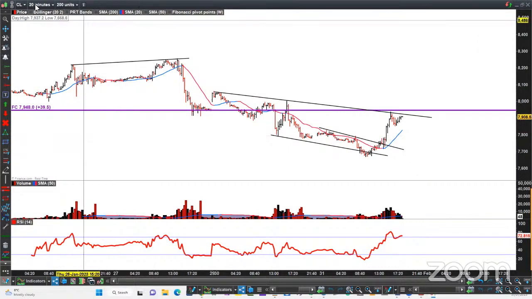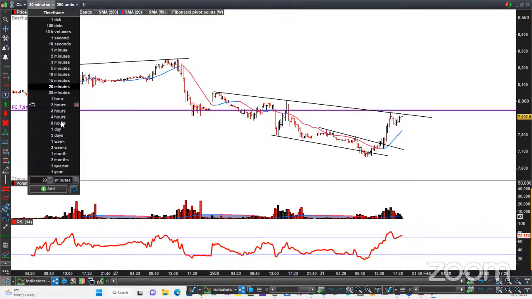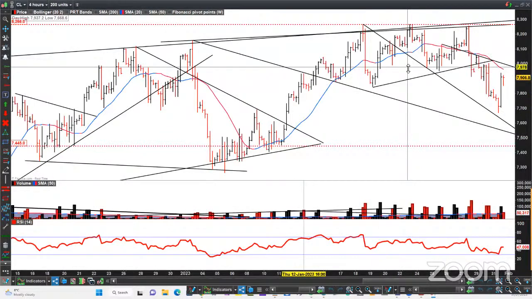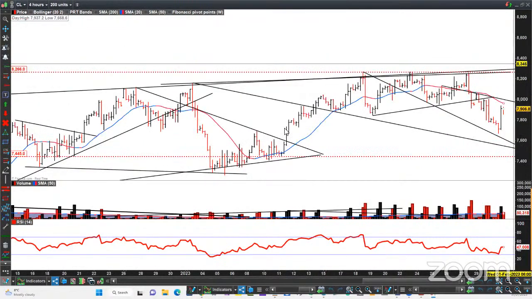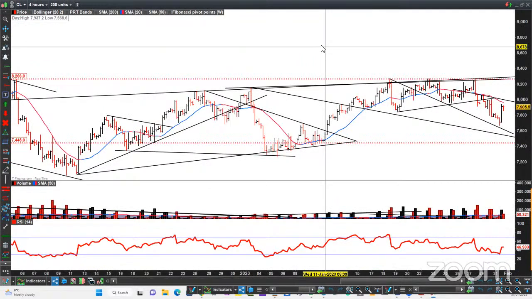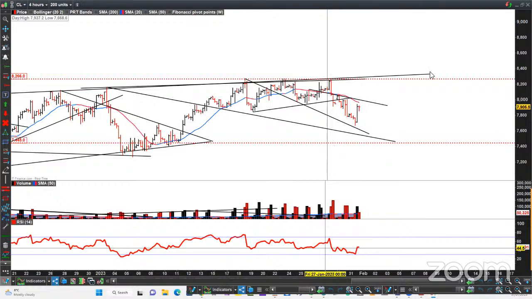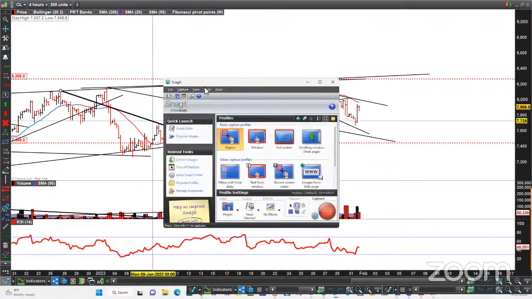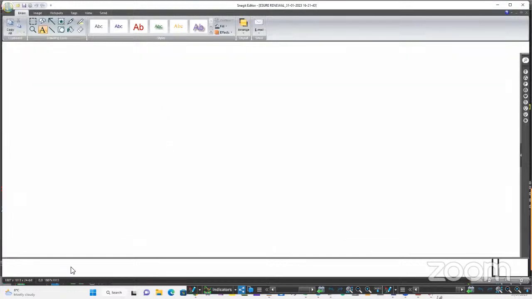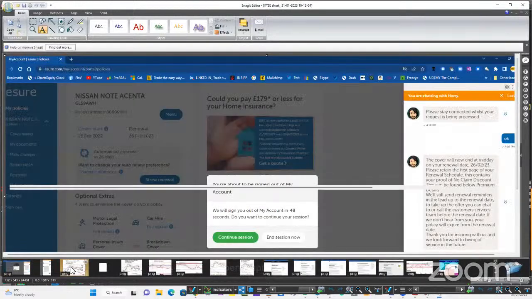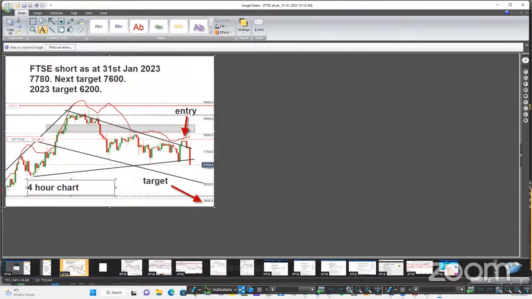I shorted the FTSE yesterday. I've been shorting the FTSE for quite a while. Well, ever since we hit these resistance levels, that's not quite a while. So I took a big slice. In actual fact, I'll show you my trade. Where is it? Let me just go and grab it. I've got a screenshot of the trade. Yeah, there you are.